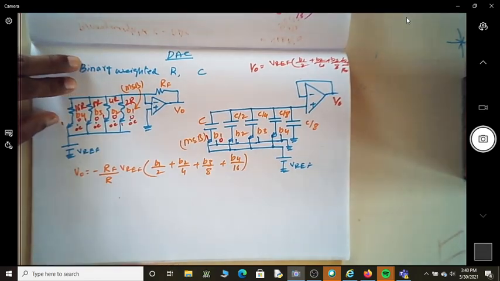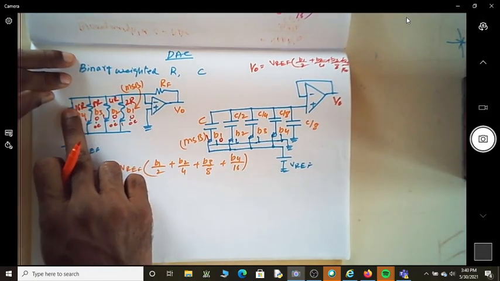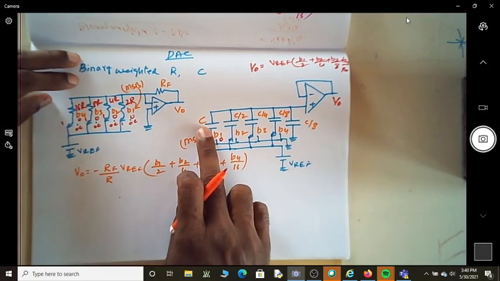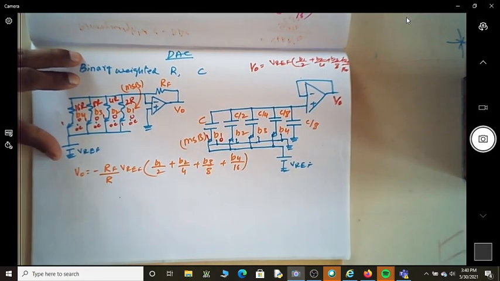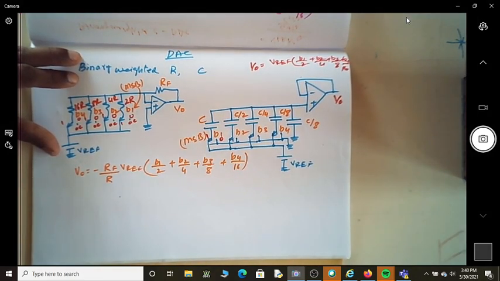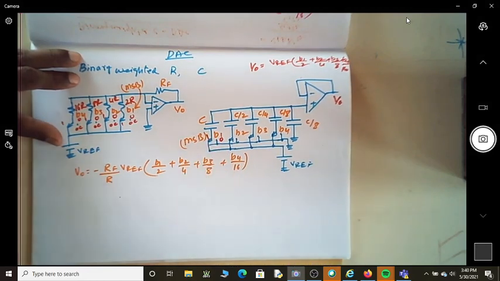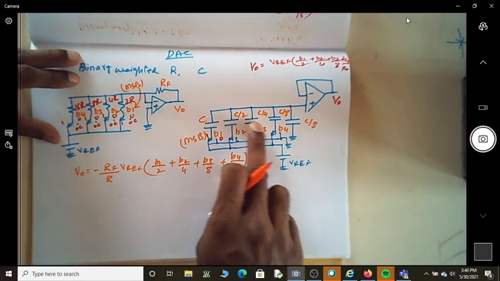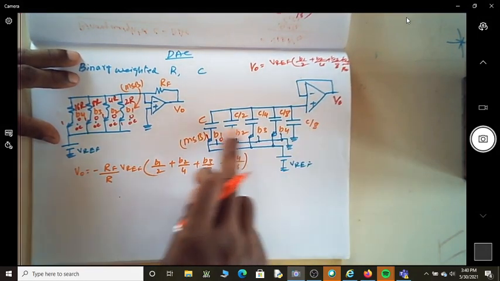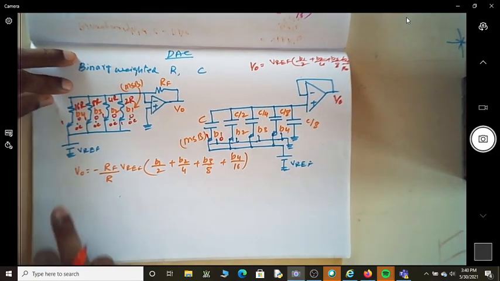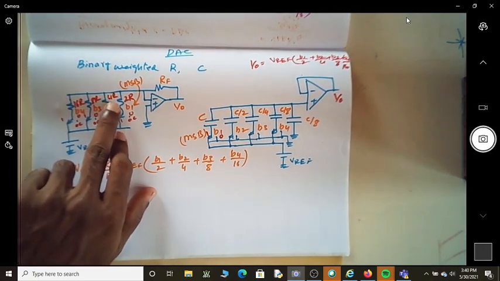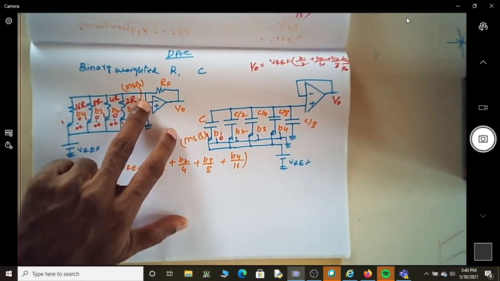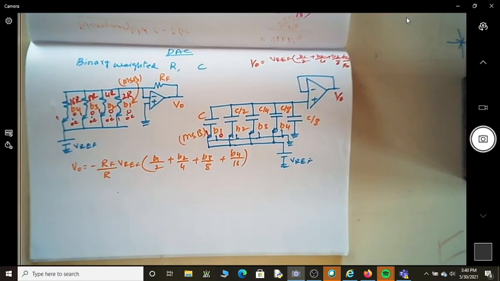So in both the cases, you can see here the resistance is varying as per 2 power n. Here the capacitance keeps reducing as per 2 power n. In both the cases, you cannot go for a larger number of bits. Suppose the number of bits is 10, 15, 12 or maybe 20 bits, then the reduction will be 2 power n minus 1. Here the increment will be 2 power n minus 1. So that is not a good sign for having a large number of bits for the digital input.